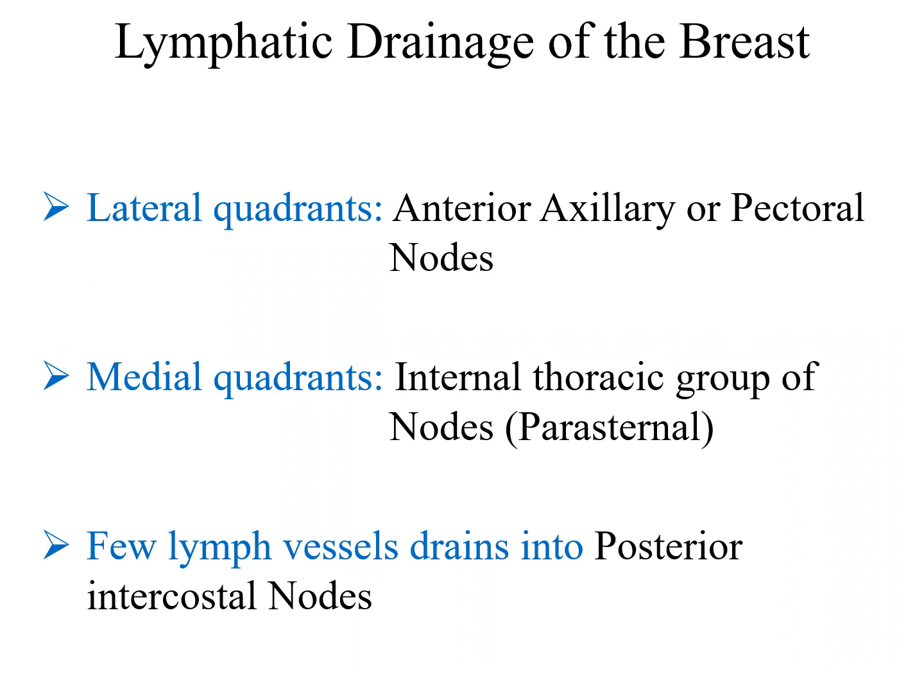Now, as far as the lymphatic drainage of the breast is concerned, the lateral quadrants, as we have discussed, lateral quadrant means supralateral and infralateral. They are draining into the anterior axillary or pectoral nodes. The medial quadrants, supro and inframedial, both are draining into the internal thoracic group of nodes, which are parasternal nodes, and a few lymphatic vessels drain into the posterior intercostal nodes.